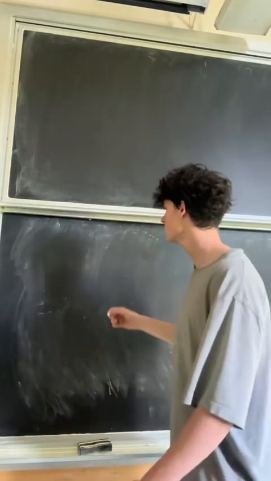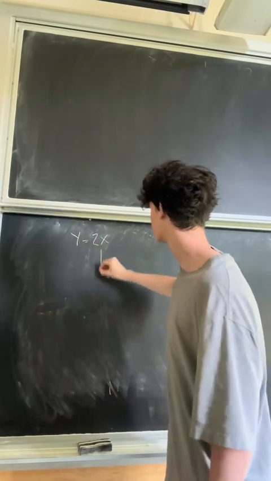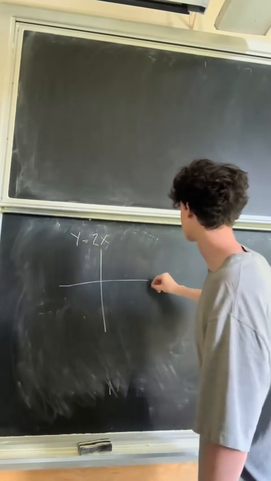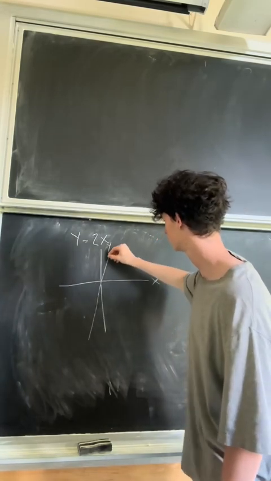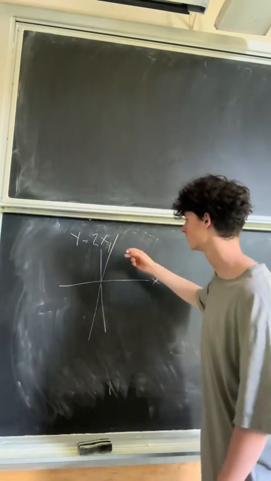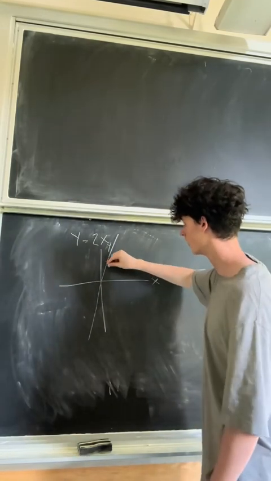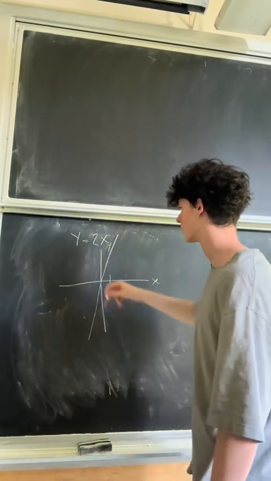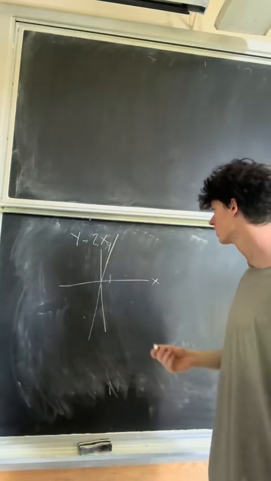So let's say you have the basic y equals 2x. You probably know what this looks like. If this is the x-axis and this is the y-axis, it just looks like this, right? That's a little steep maybe, but this is a slope of 2, okay? So for every one x value, you go up 2 y values. Y equals 2x.